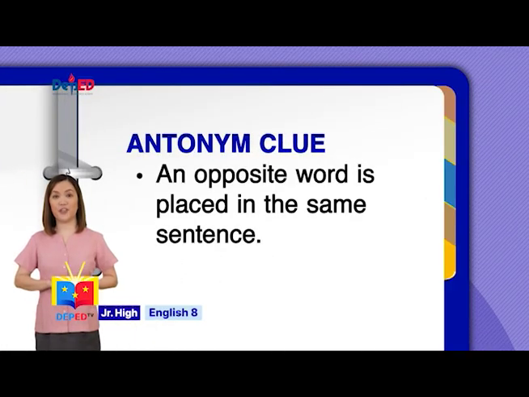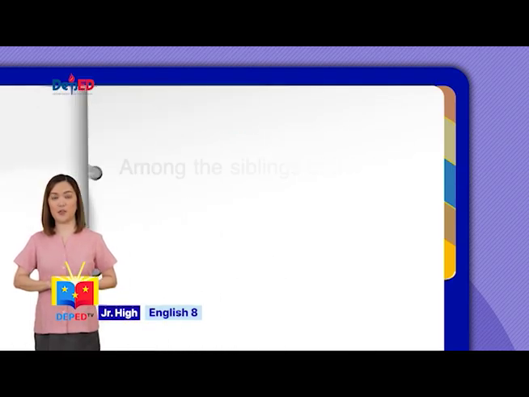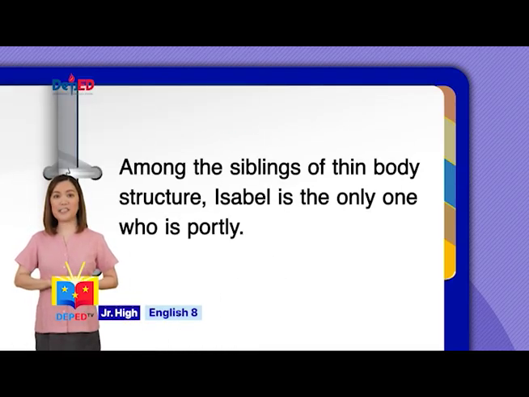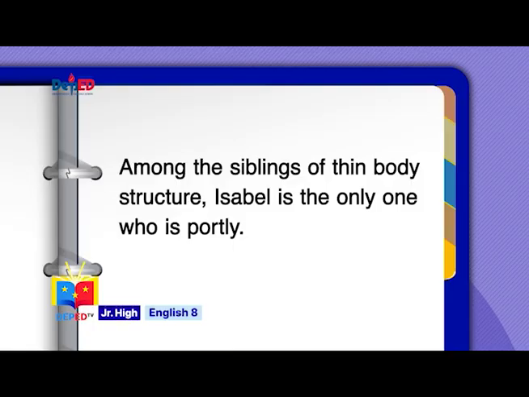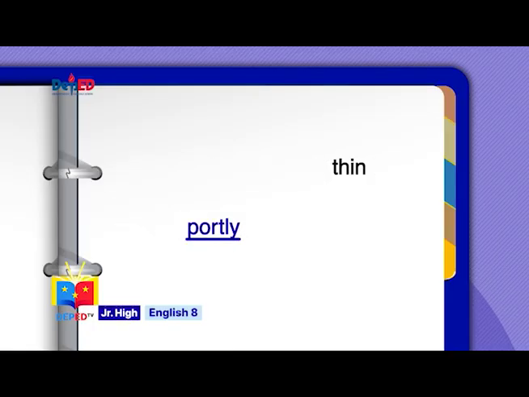Antonym clue. This occurs when an opposite word is placed in the same sentence. For example, among the siblings of thin body structure, Isabel is the only one who is portly. The unfamiliar word in the sentence is portly, and its antonym is thin.